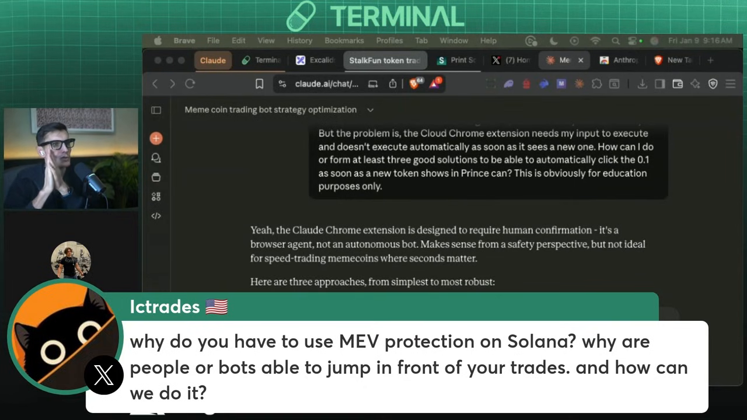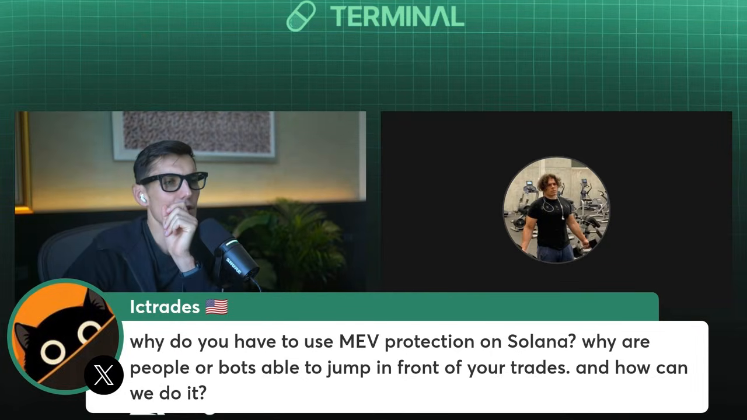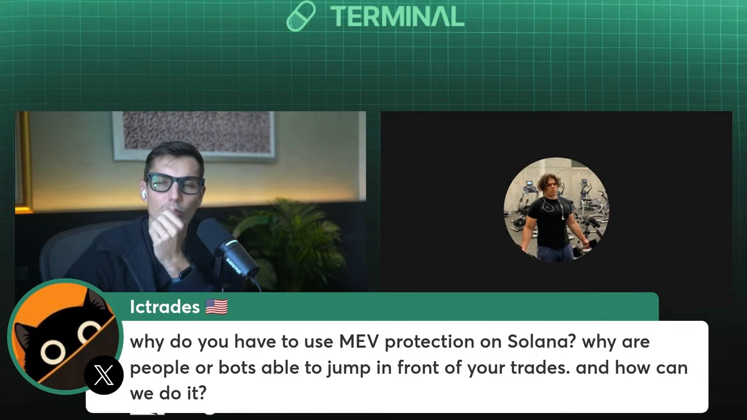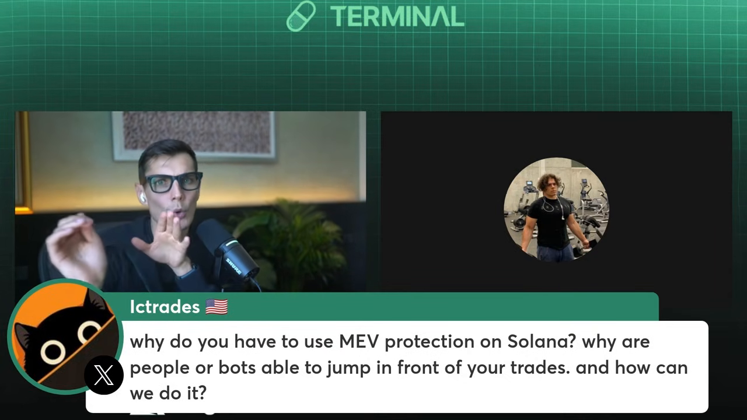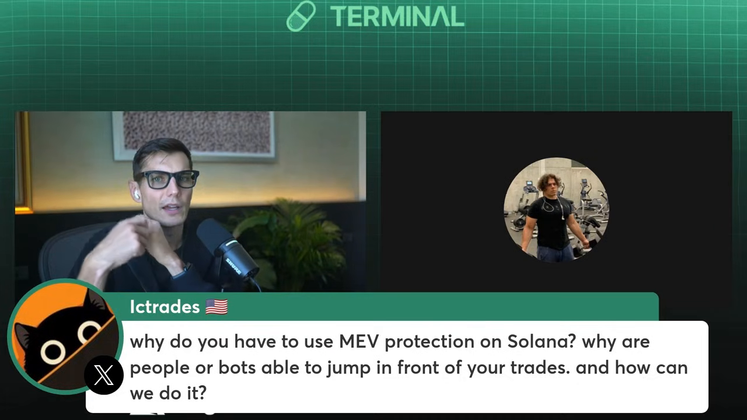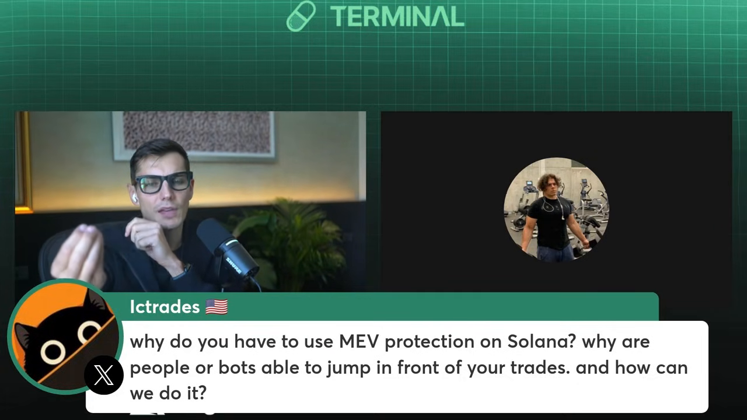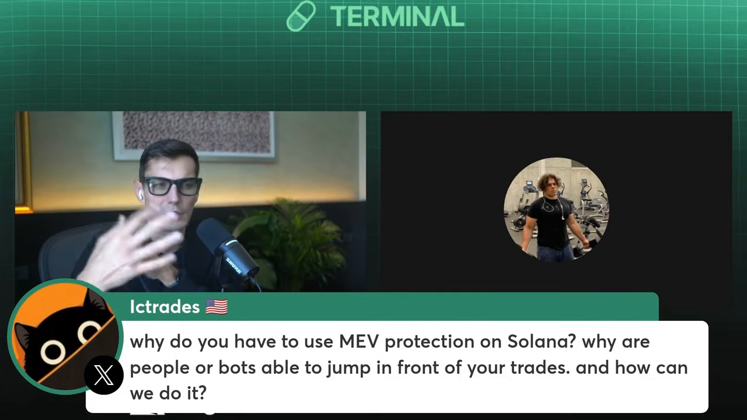Why do you have to use MEV protection on Solana? Why are people or bots able to jump in front of your trades? And how can we do it? That's a good question. You have to use MEV protection on Solana because there was a lot of volume. A lot of volume attracts a lot of money, and that creates some opportunities. And those opportunities, people are going to seize them. That's the natural law of any market. Like any demand will get an offer, right?